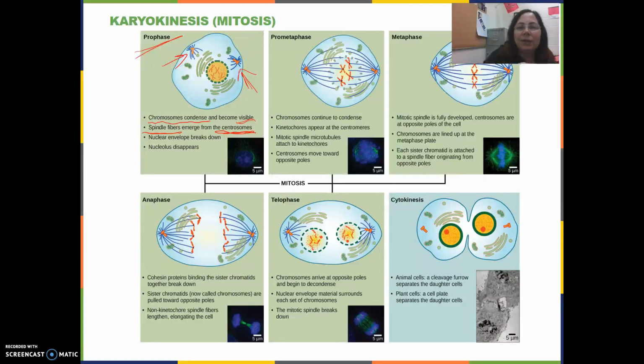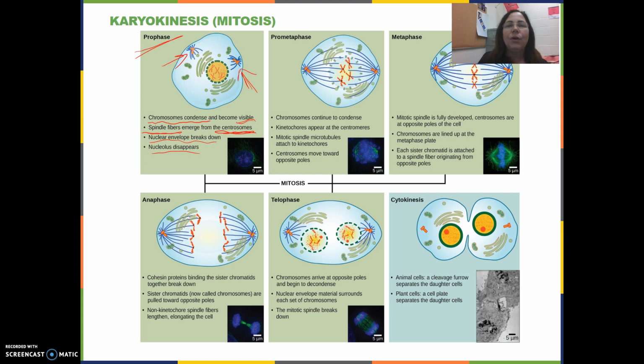And the nuclear envelope breaks down. It begins to disappear, and the nucleolus also disappears. So those are the things that happen in prophase. And if you can remember those steps that happen in prophase, telophase will be very easy because it will be the reverse of all of those steps. So the chromosomes condense, spindle fibers emerge from the centrosomes, the nuclear envelope disappears, and the nucleolus disappears.